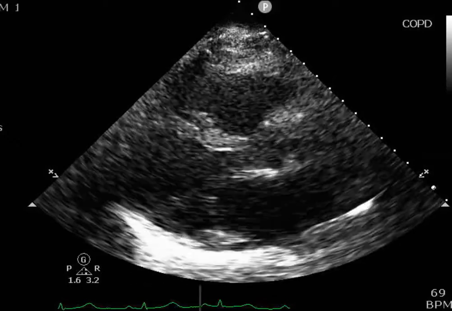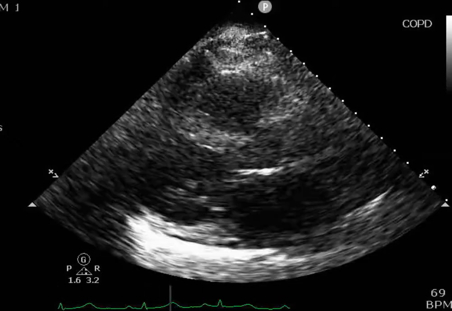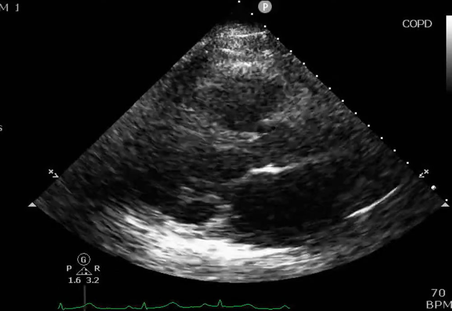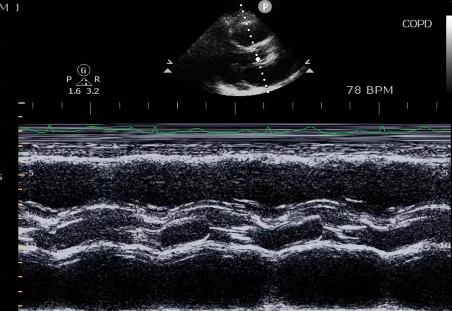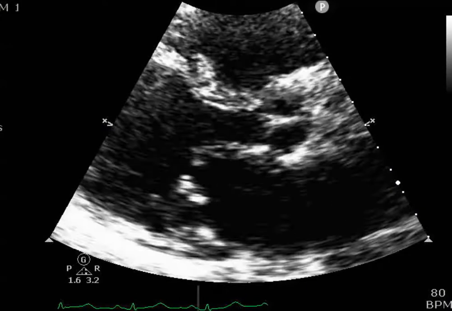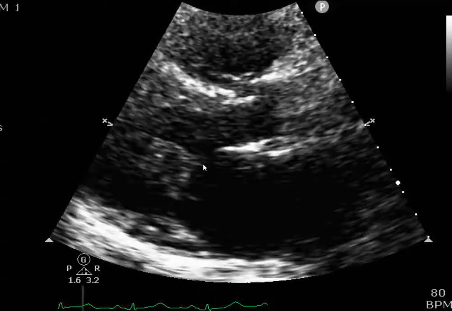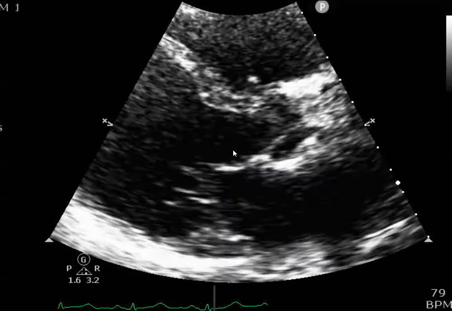I have an interesting case of a woman with mitral valve stenosis, so I want to go over how to evaluate for mitral valve stenosis and its severity. So here is a close-up of the mitral valve. You could see immediately that there is diastolic doming of the mitral valve apparatus.